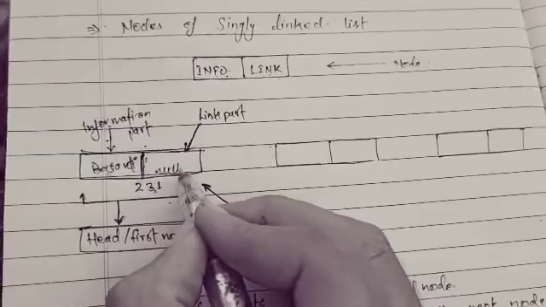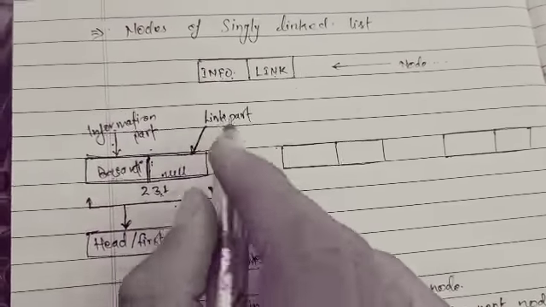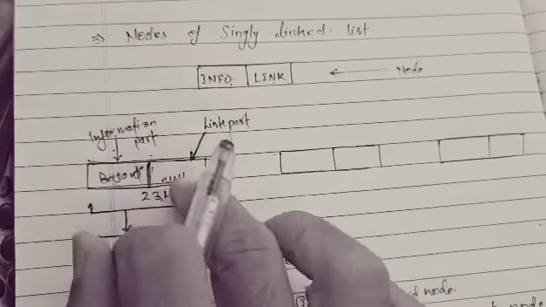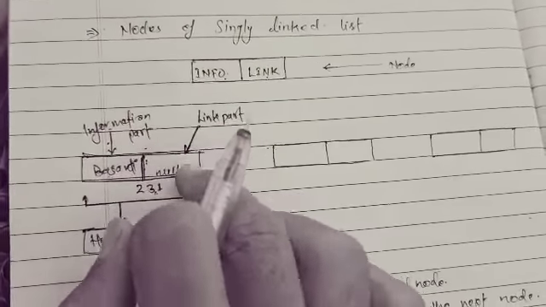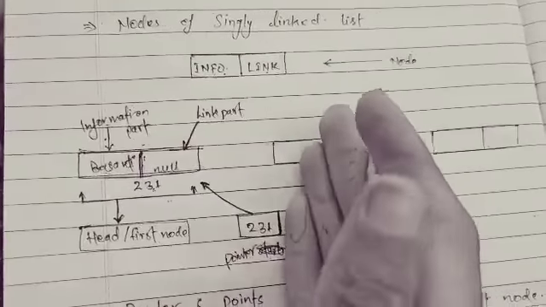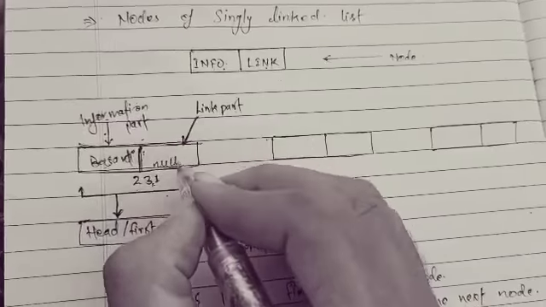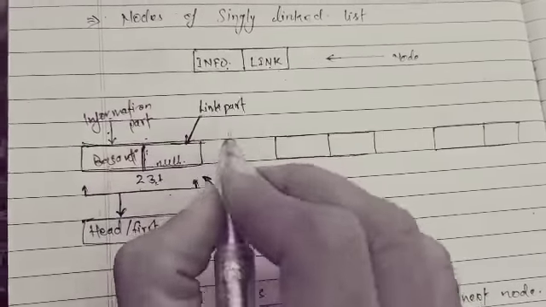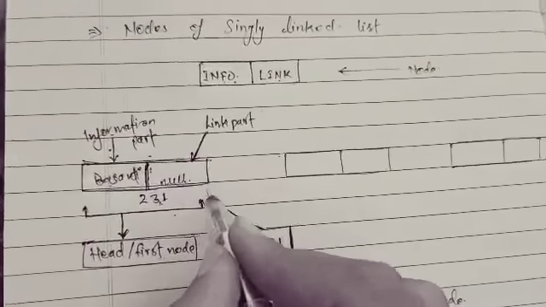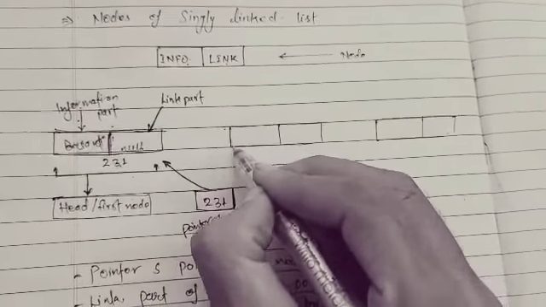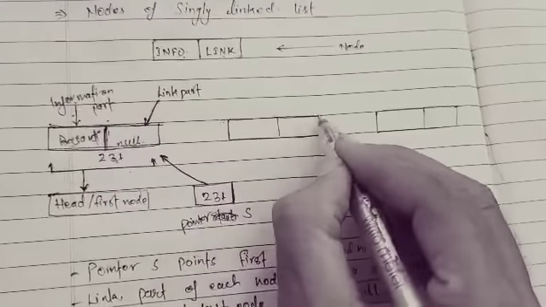And here is the link part, and since it is only one node, we put null here. Why a null value? Because it is only one node and it is not linked with another node, so the link part of this node will be null. Now we insert another node.